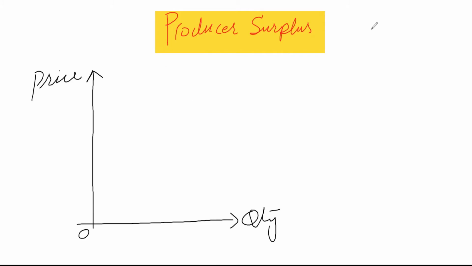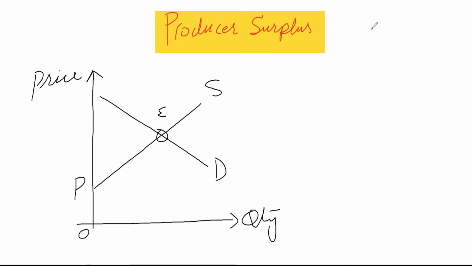And we can draw a graph to show producer surplus. Draw supply curve, and price P is the price which producer is willing to charge, but in the market price is set at point E where demand and supply intersect each other. So the market price is P1. So the gap between P and P1 in the form of triangle is producer surplus.